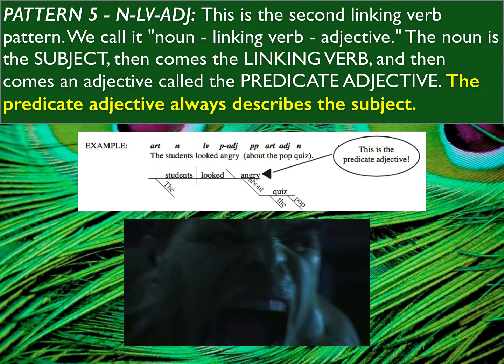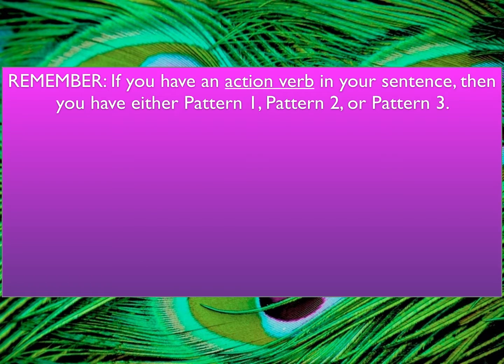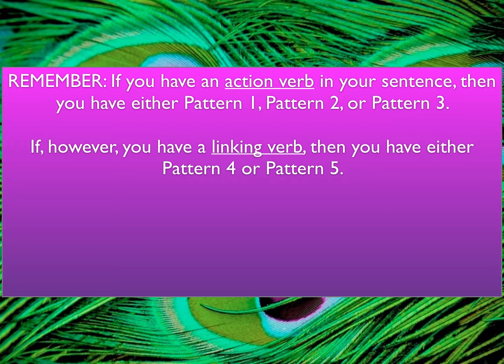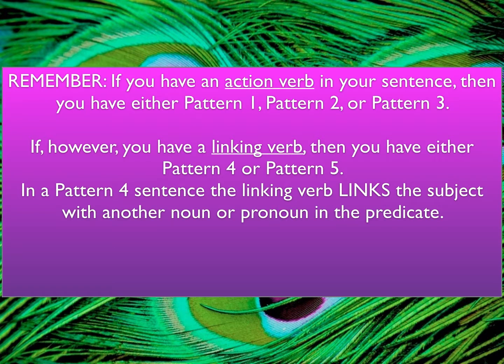My bad. Okay. So remember, if you have an action verb in your sentence, then you have pattern 1, 2, or 3. If you have a linking verb, then you have 4 or 5. In a pattern 4 sentence, the linking verb links the subject with another noun or pronoun in the predicate. In a pattern 5 sentence, the linking verb links the subject to an adjective in the predicate.